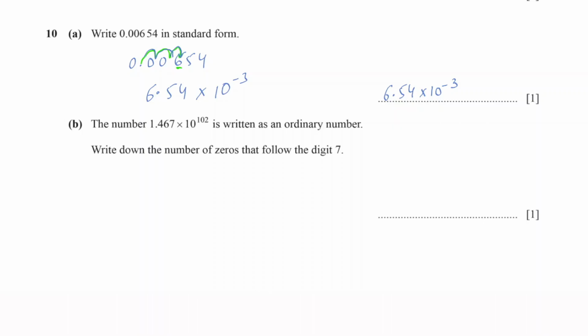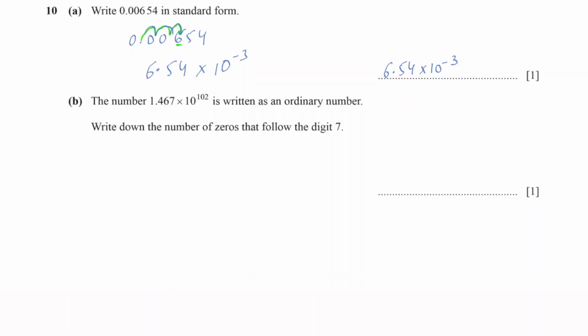Now, second part B: the number 1.467 into 10 raised to power 102 is written in standard form. We have to make it into an ordinary form and find out how many zeros are going to follow this number. So 1.467 is there into 10 raised to power 102.